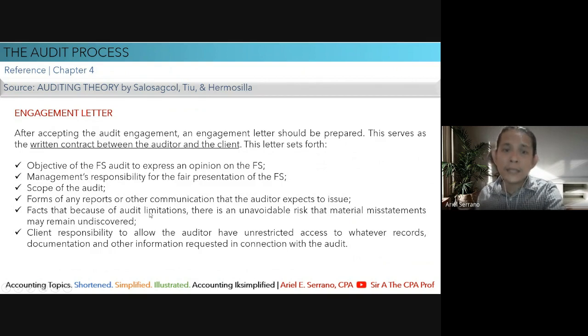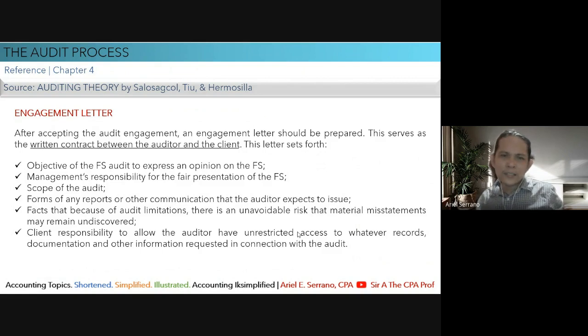Facts that because of audit limitations, there is an unavoidable risk that material misstatements may remain undiscovered. O eto, limitations. Tandaan ninyo, unavoidable risk that misstatements may be undiscovered. Kasi remember, what is the responsibility of the auditor? To design the audit in a way that we can provide reasonable assurance, no? Remember that it is the management responsibility. Okay, so there are always audit limitations. And client responsibility to allow the auditor to have unrestricted access to whatever records, documentation, and other information requested in connection with the audit.